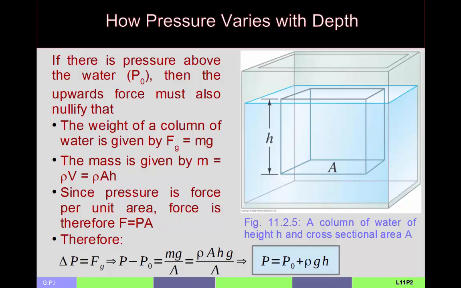The A's end up canceling, the cross-sectional areas cancel out, so long as we're dealing with a column and not, say, a cone. What that gives us is that the pressure below this must be equal to whatever the pressure above it is plus the weight of this thing divided by the area. So that is this equation right here: P0, the pressure above, plus rho g h, which is effectively the weight of this cube divided by the area of the cube.